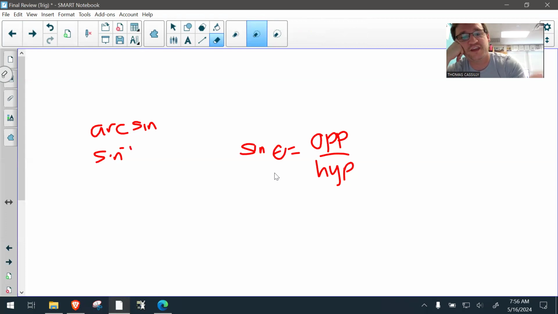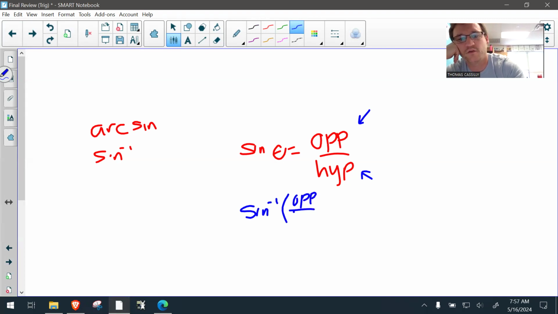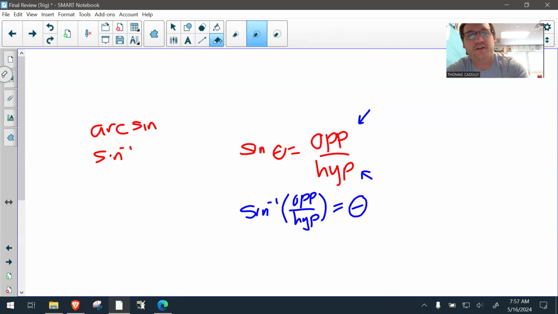The whole reason for the inverses is, well, what happens if I give you two side lengths on a triangle? What if I give you both the opposite and the hypotenuse, and I ask you to find the angle? How do we do that? Well, we do that by taking the inverse. So we say the inverse sine, or the arc sine, of that ratio of the two sides, the opposite over the hypotenuse, that equals the angle that we are looking for. So that's the inverse sines here.